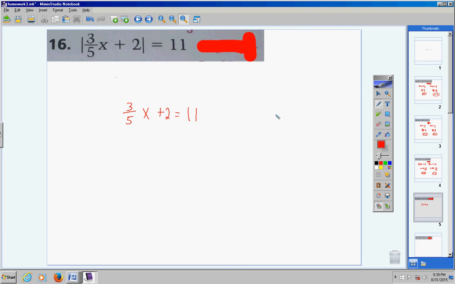Now, write the other equation. The left side here stays the same. So 3/5 x plus 2 equals, the right side has an 11, so over here on the right side I put negative 11. And now we're ready to solve these.